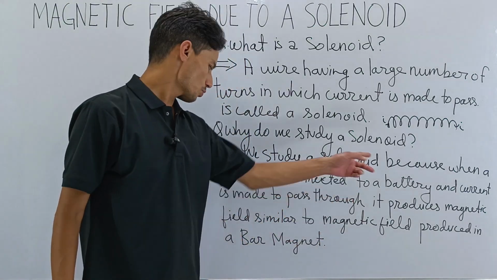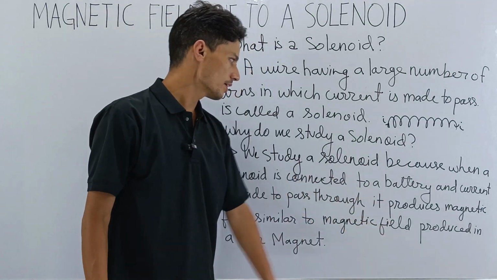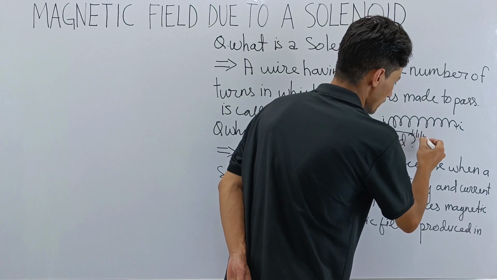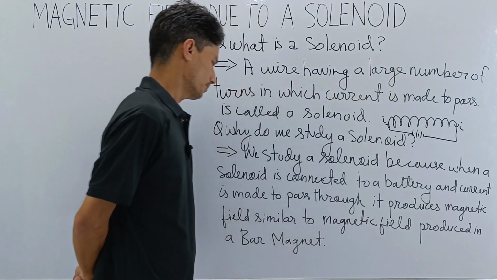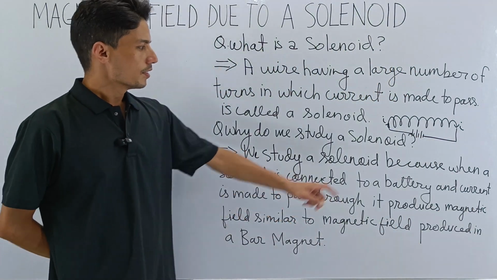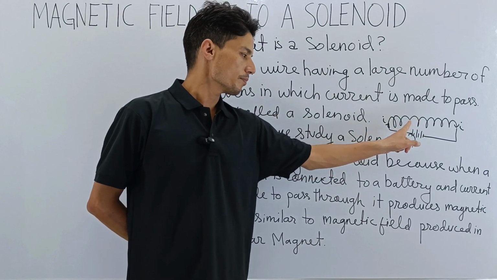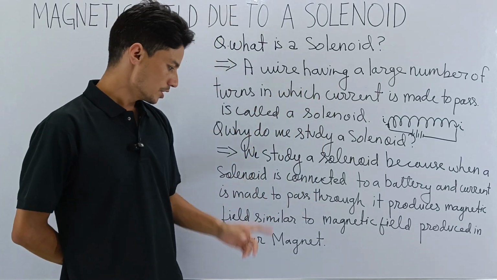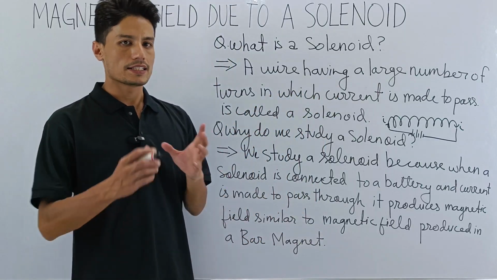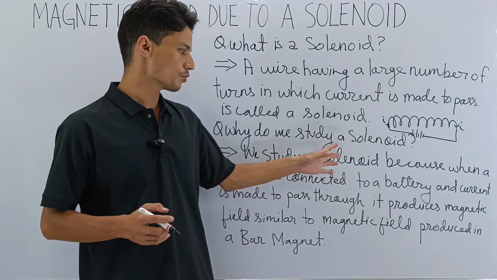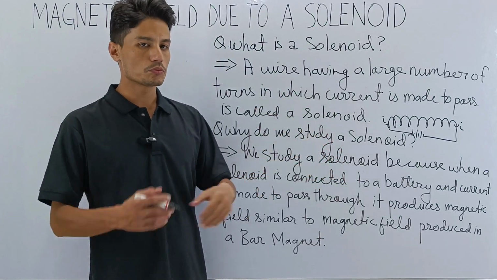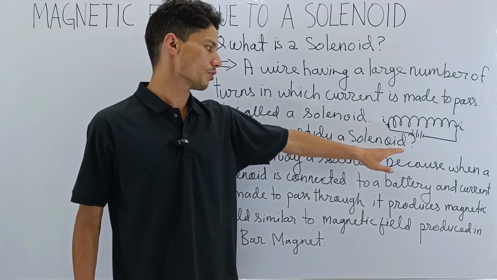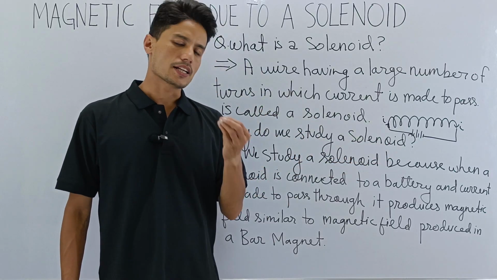So why do we study a solenoid? We study a solenoid because when a solenoid is connected to a battery, plus minus plus minus, then current will pass through the solenoid, and when current passes through, the solenoid produces a magnetic field similar to the magnetic field produced in a bar magnet. And this, my dear students, is the reason why we study a solenoid. Now we will study in detail each and every part of what we have written here, especially why we study a solenoid.